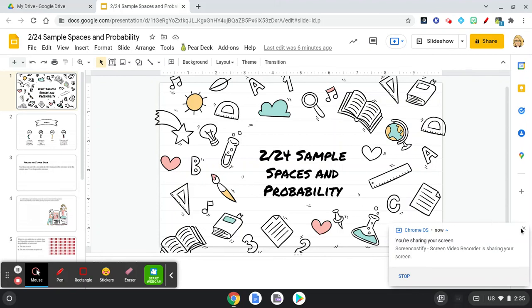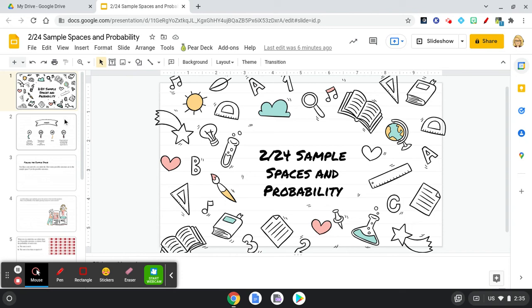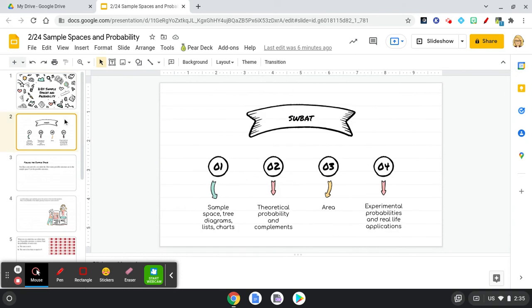Hi there. Today, we're going to be looking at sample spaces and probability. So it's our first day of probability, and we're just going to start looking at the introduction to it. So today we're going to look at sample spaces, tree diagrams, lists, and charts. So it's visually a way to look at the probability. We're going to look at theoretical probability and something called complements. We're going to look at calculating probability by area, and then experimental probabilities and real-life applications.